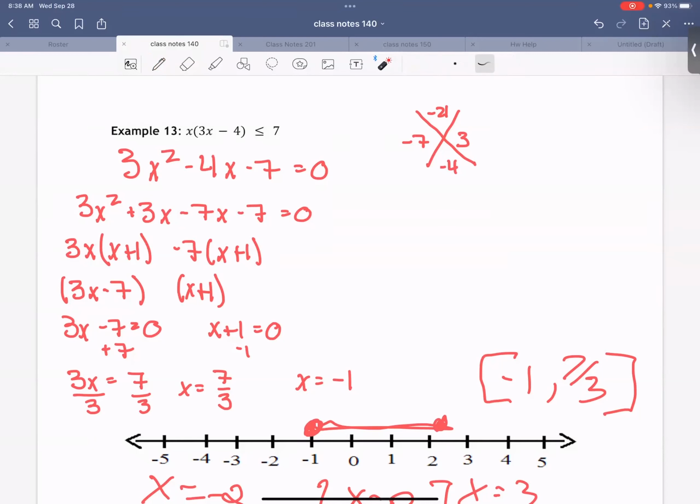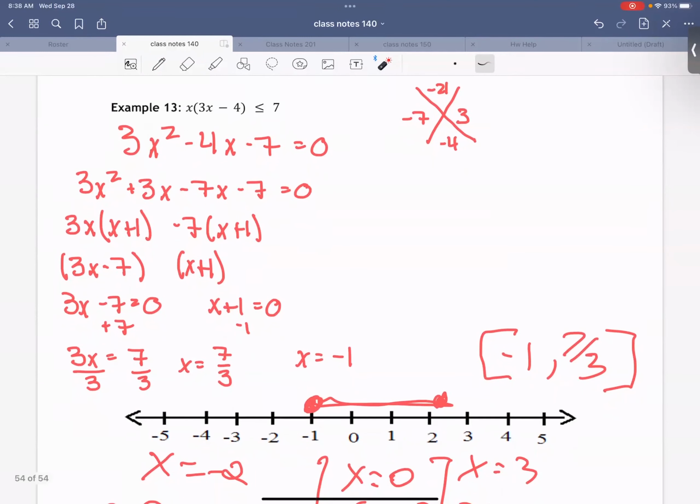So, step one, I have to distribute the x to x minus 4 and subtract 7 from the right side of the equality. It's equal to 3x squared minus 4x minus 7. And since there was a coefficient of x squared, I had to multiply the coefficient by -7. And then I had to figure out what multiplies to -21 and adds to -7.